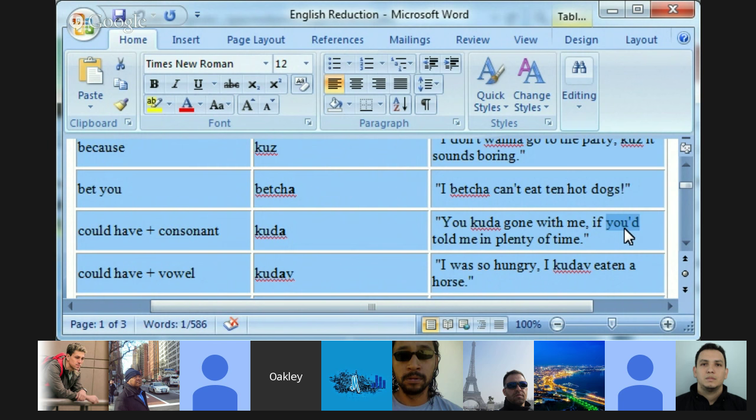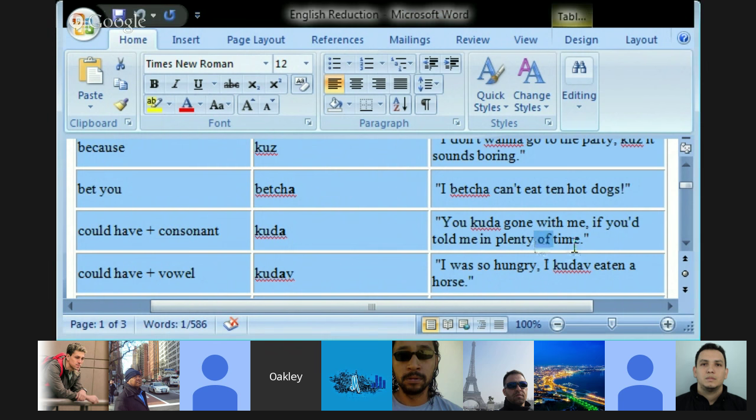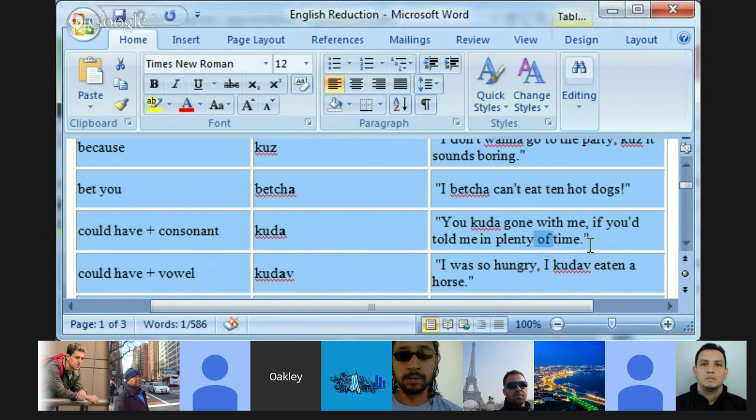If you told me in plenty of time becomes plenty of time. We use a simple schwa sound, the uh, in place of. So there's another reduction there. Plenty of time. All right, you did a good job with coulda. Let's look at could have followed by a vowel, Oscar.